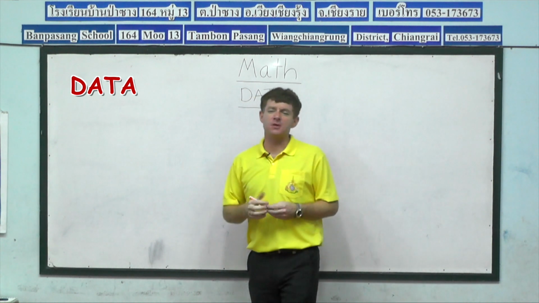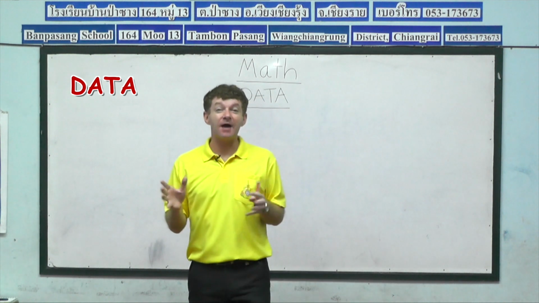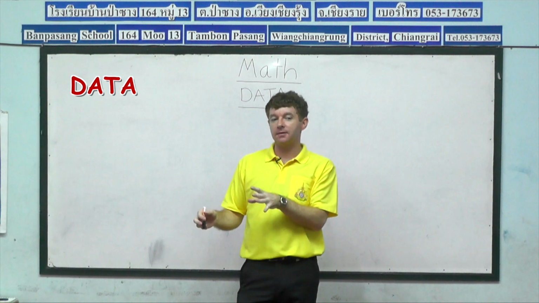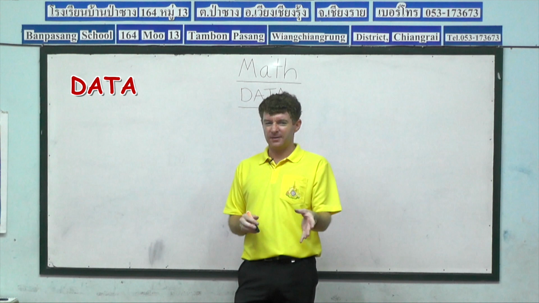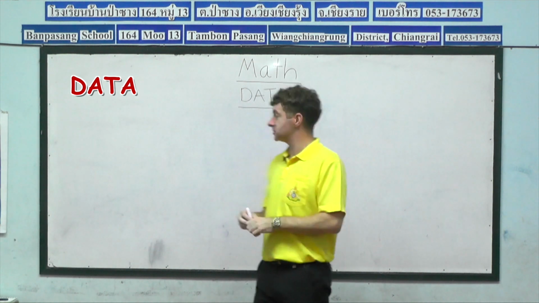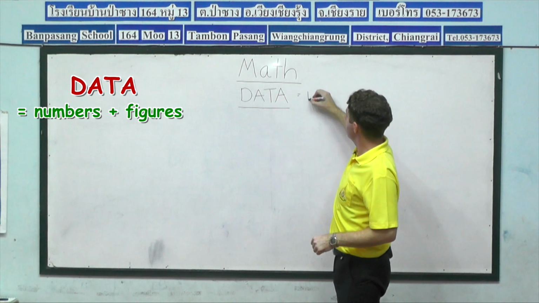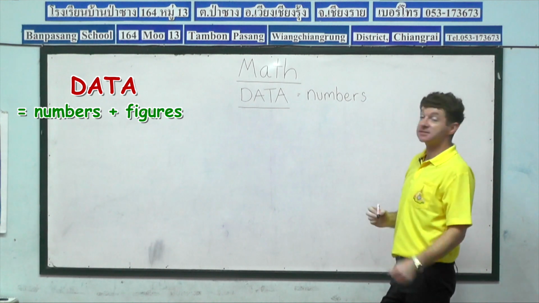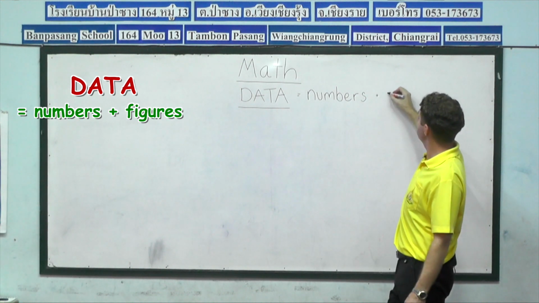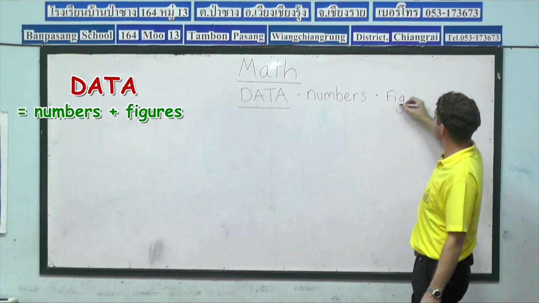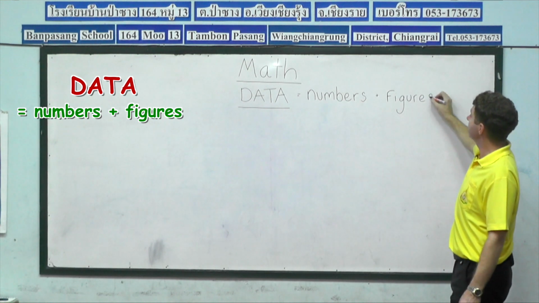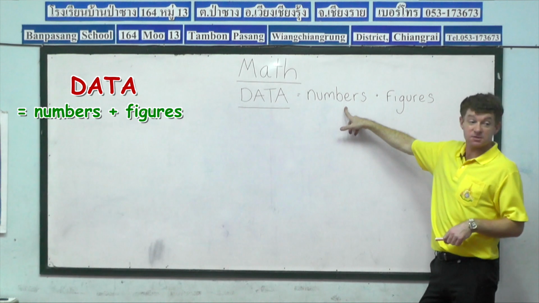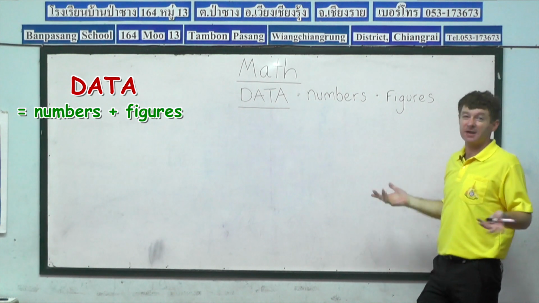And what does data mean to you now? If we talk about data, have you any idea what data means? That's one of the steps, but what does data mean? Is it letters? No. Data is numbers and figures. So let's write them on there too. N-U-M-B-E-R-S. Numbers and figures. F-I-G-U-R-E-S. So all together, guys, data equals numbers and figures.